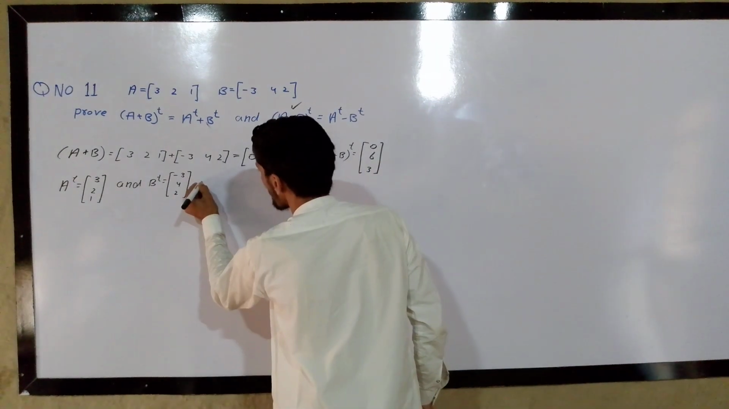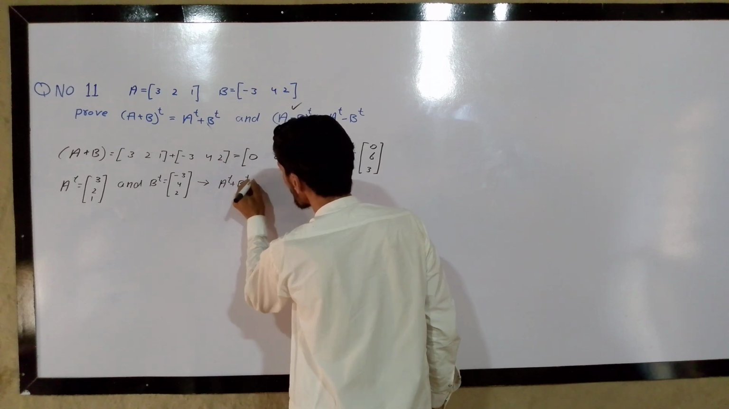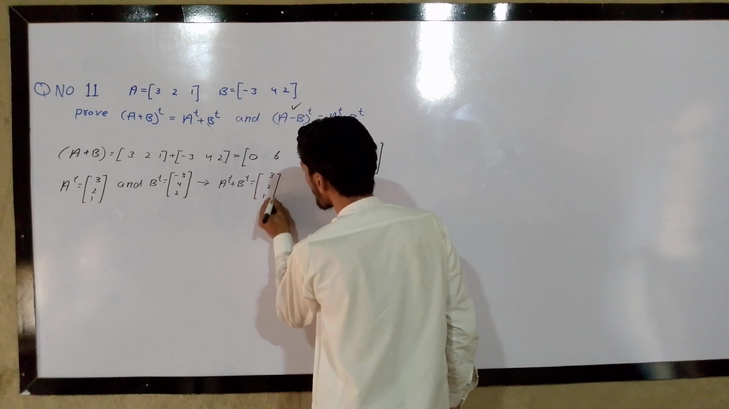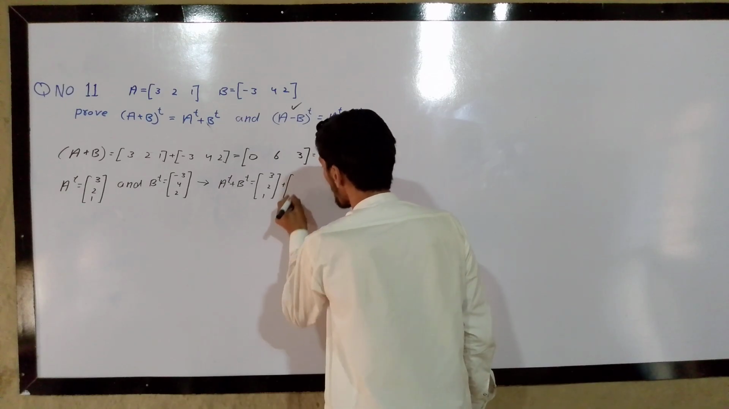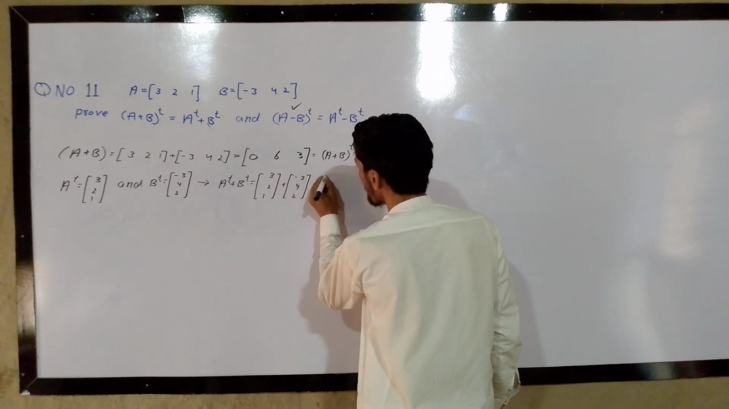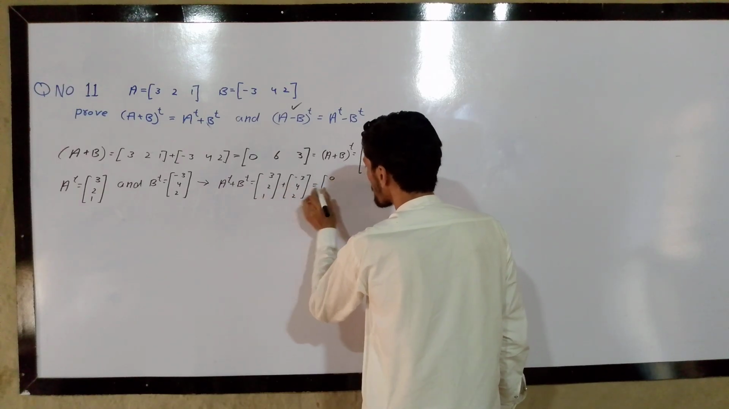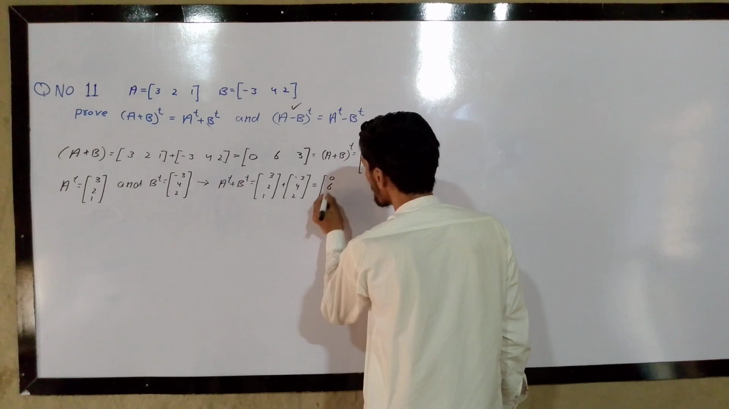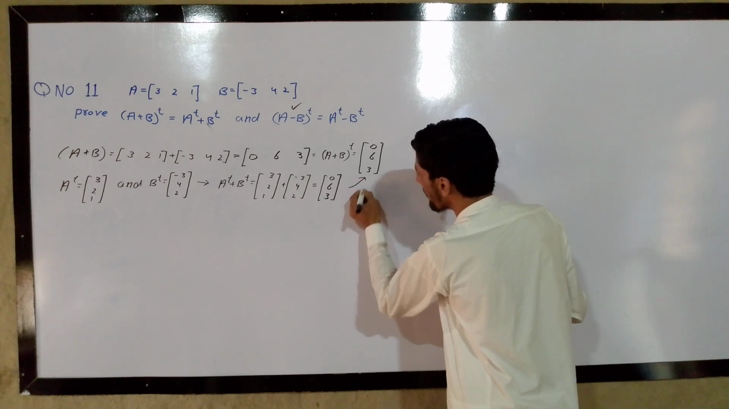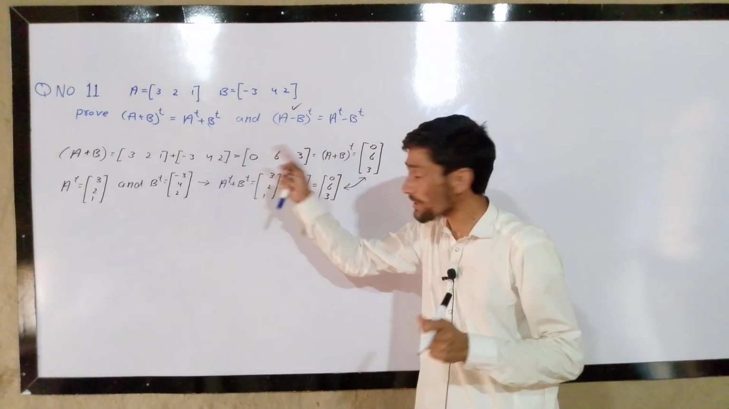Now we will add this. A transpose plus B transpose is equal to 3, 2, 1 plus -3, 4 and 2. We add it: 3 plus -3 is 0, 4 plus 2 is 6, 1 plus 2 is 3. So this and this are actually the same. It means we have proved that (A plus B) whole transpose is equal to A transpose plus B transpose.